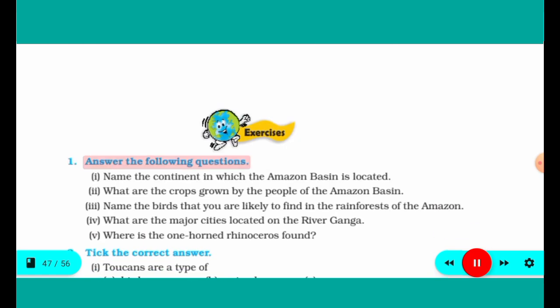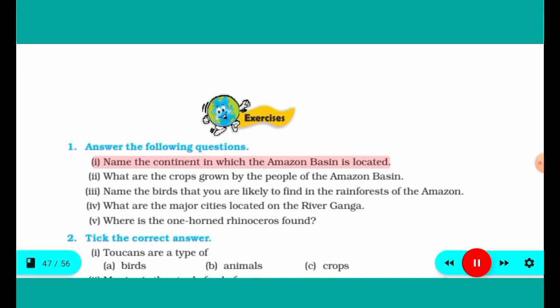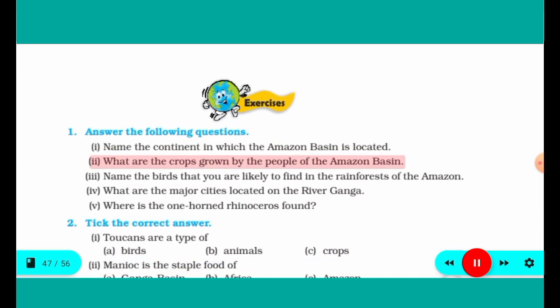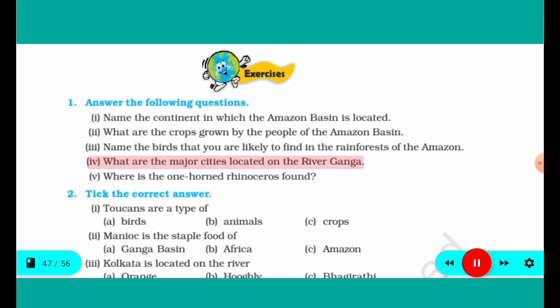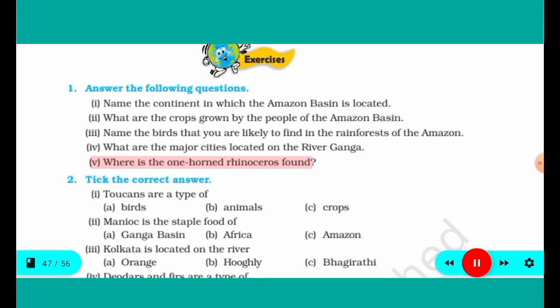1. Answer the following questions. I. Name the continent in which the Amazon basin is located. II. What are the crops grown by the people of the Amazon basin? III. Name the birds that you are likely to find in the rainforests of the Amazon. IV. What are the major cities located on the river Ganga? V. Where is the one-horned rhinoceros found?